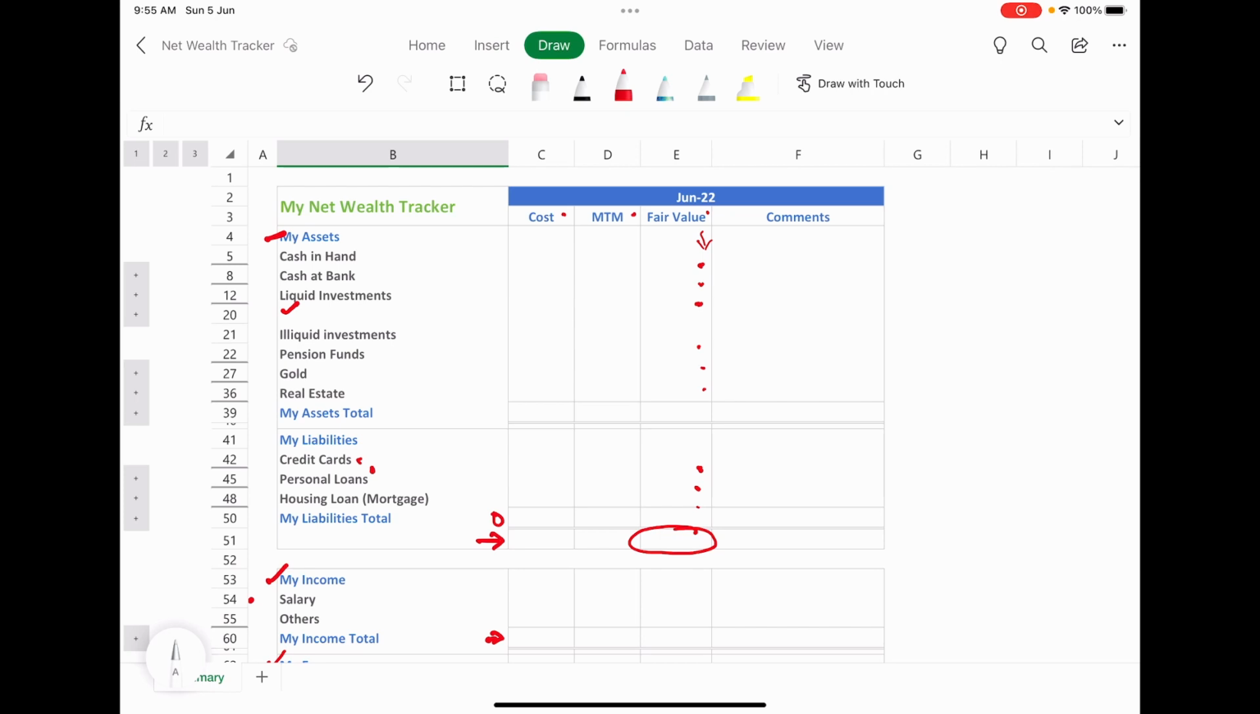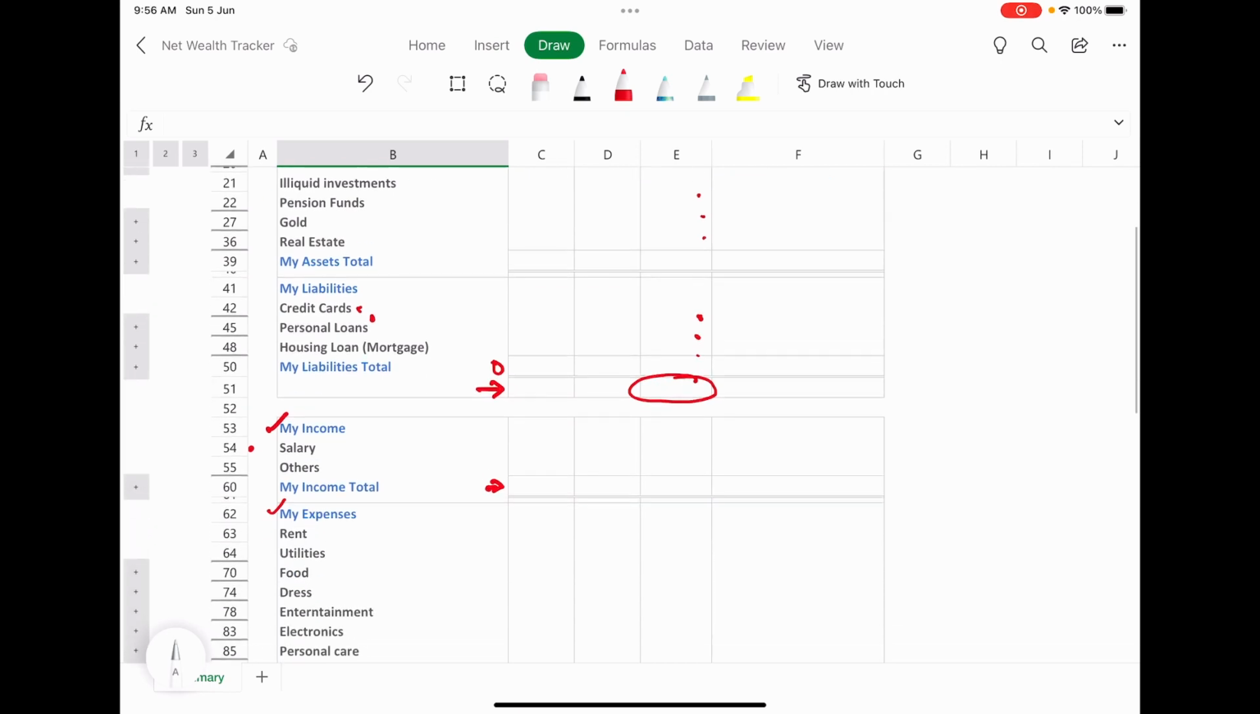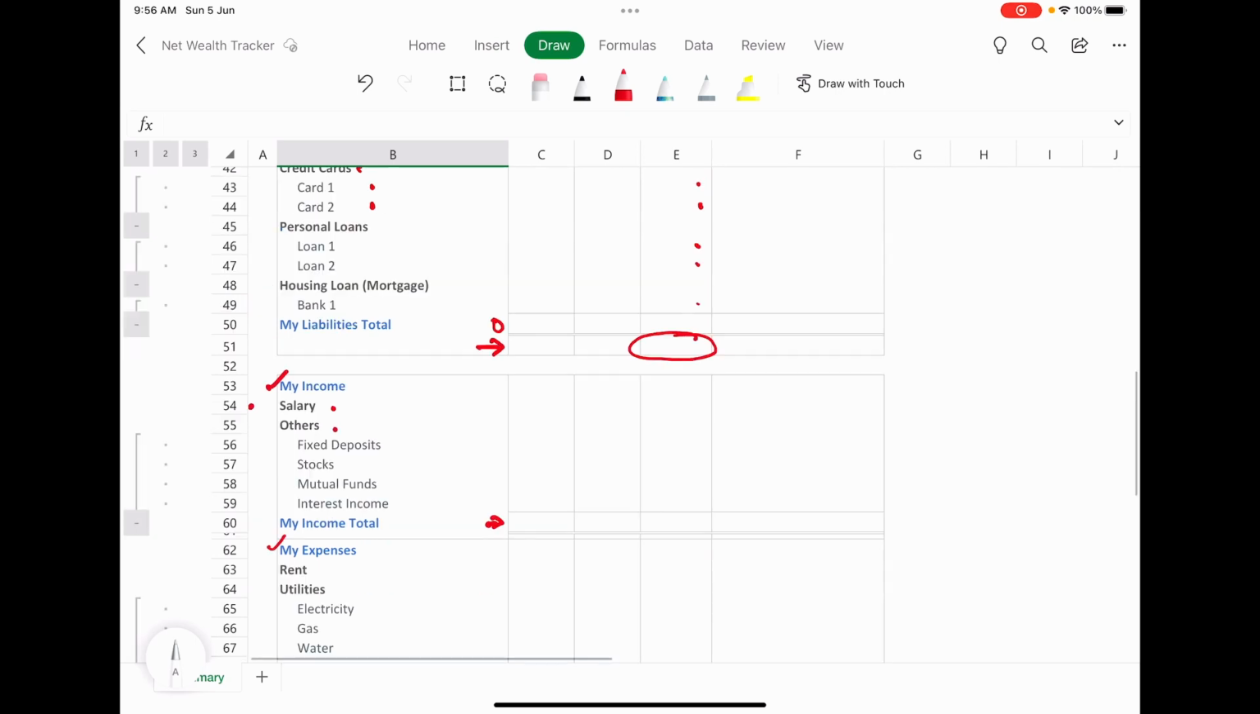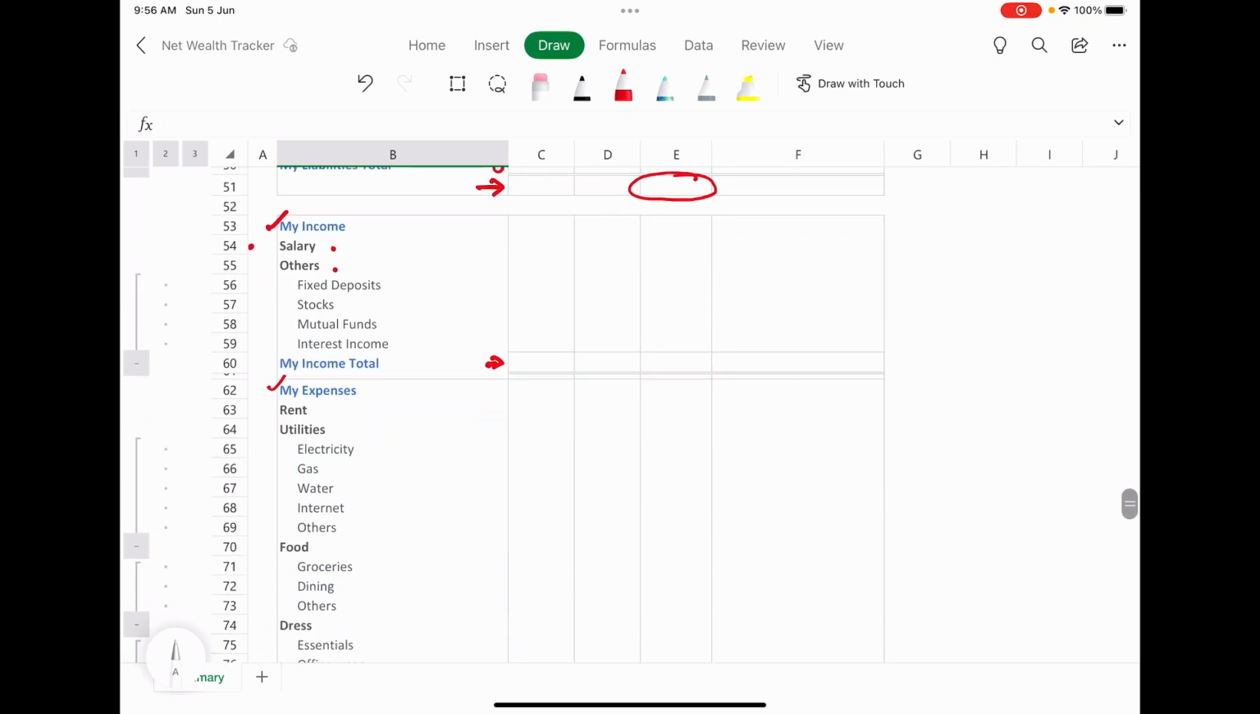Our intention is to just keep track of our net wealth, but over time I've realized that keeping track of your income and expenditure at a very high level can also make a lot of difference in spotting trends in your spending behavior. So I start with the basics like we did in the assets and liabilities. I capture my salary and other sources of income. My other sources of income here could be from fixed deposits, from the stocks I sold, from the mutual funds, and any dividend income I earned.